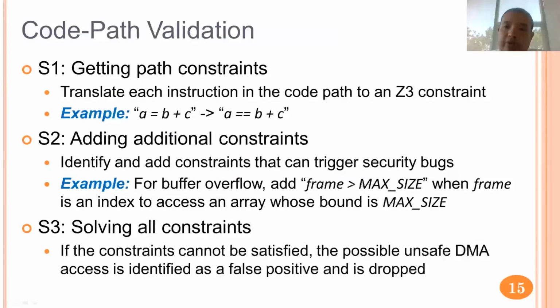For each possible unsafe DMA access, we validate its code path feasibility to drop false positives. There are 3 steps in code path validation. First, we translate each instruction in the code path to these 3 constraints. Second, we add additional constraints that can trigger security bugs. For example, we add a constraint about array bound to check possible buffer overflow. Finally, we use these 3 to solve all the constraints. If these constraints cannot be satisfied, the possible unsafe DMA access is identified as a false positive and is dropped.